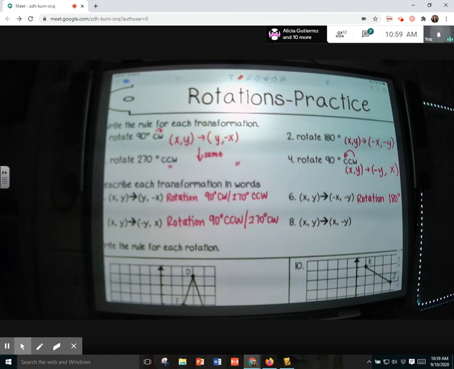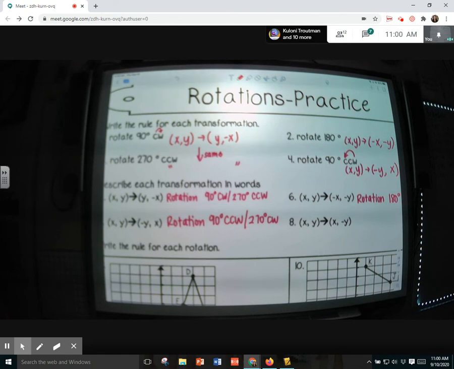So if I look at number 8, can it be a 90-degree rotation? Could it be either of them? No. Why not? Because you only changed the one. They didn't flip it. Their places didn't switch. So it can't be a 90 clockwise or 90 counterclockwise. Could it be a 180? No, it can't be a 180, because the x didn't change.